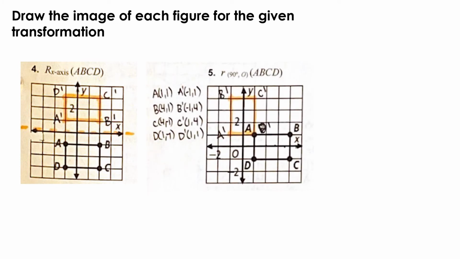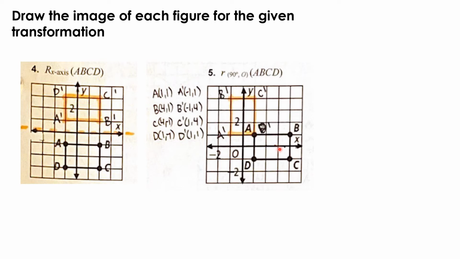On number 5, it asked us to rotate, right? The lowercase r is rotate. Rotate 90 degrees around the origin. Remember we talked about our standard notation, or what we always do for rotations: if it's a positive degree, we go counterclockwise. If it was negative, we would go clockwise, but we're not going to use that convention at all. We're just going to stick with those positive counterclockwise rotations.